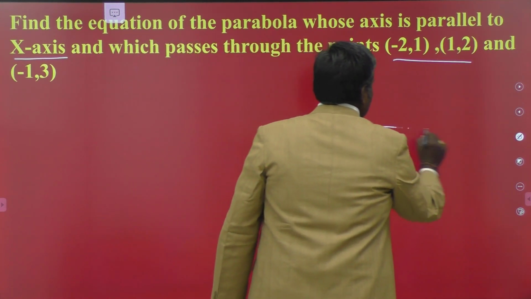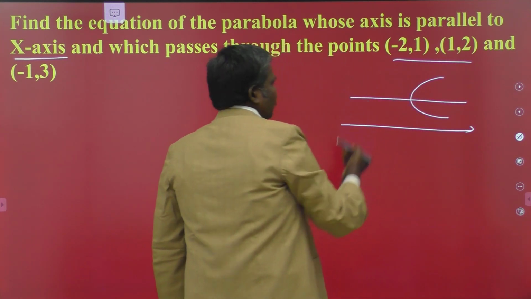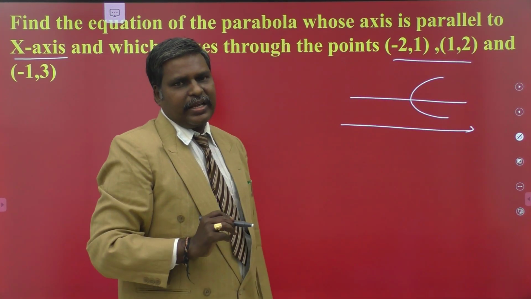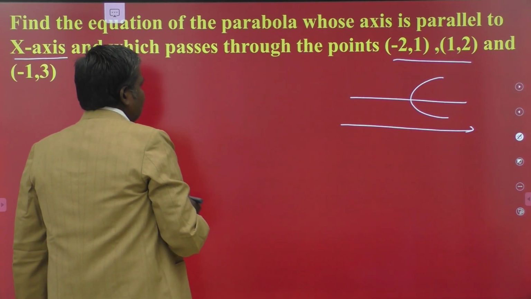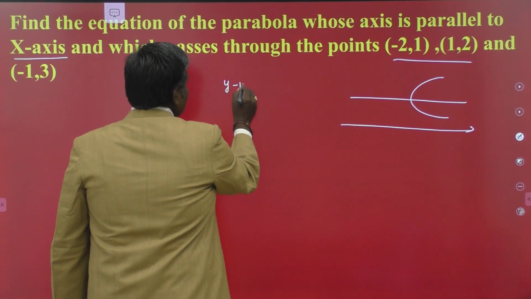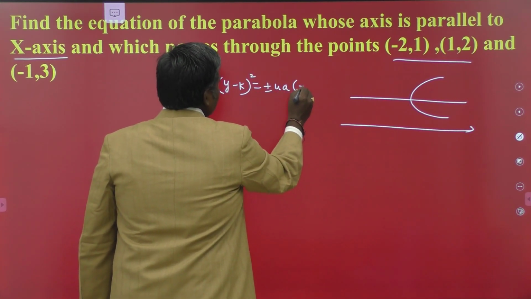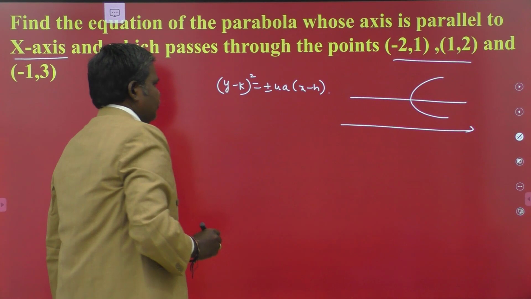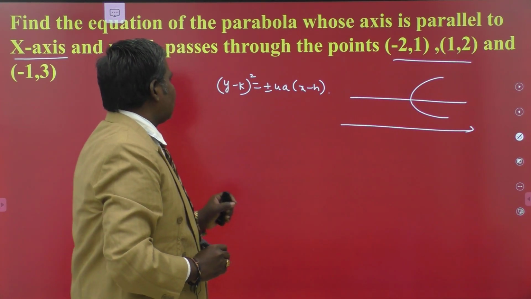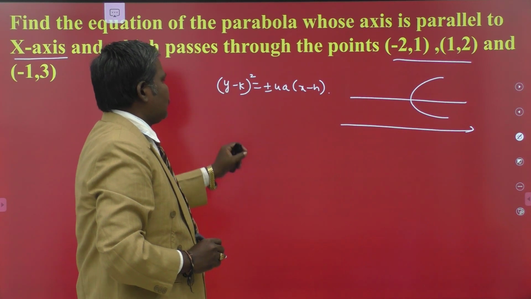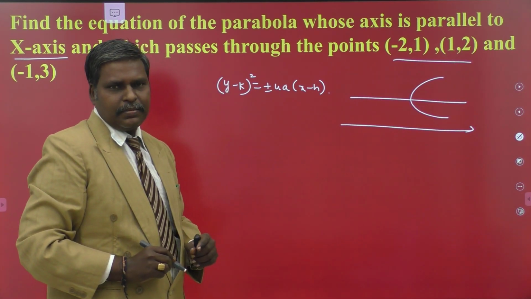Suppose your axis is the x-axis like this, the parabola may be in this manner or in this manner. Axis is parallel to x-axis. What is the equation of a parabola whose axis is parallel to x-axis? (y minus k) whole square is equal to plus or minus 4a times (x minus h). This is the way. So after expanding this one, what are the terms involved here? y square term is there, y term is there, x term is there, constant is there.